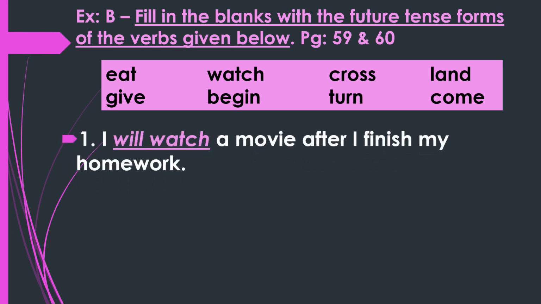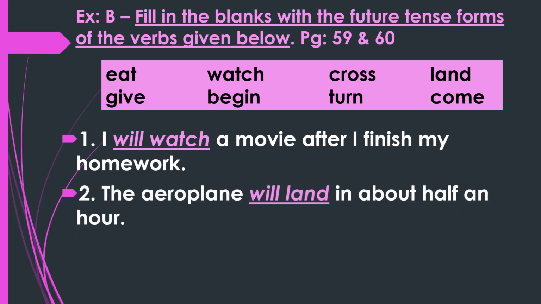The first one says, I dash a movie after I finish my homework. Here, the verb that we will use is watch. And don't forget to add will before watch. So the sentence becomes, I will watch a movie after I finish my homework.